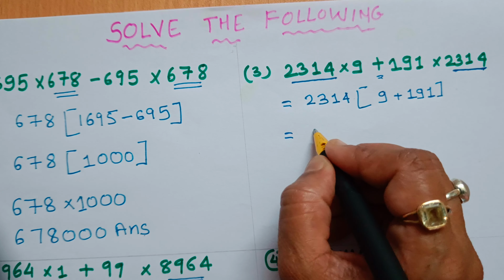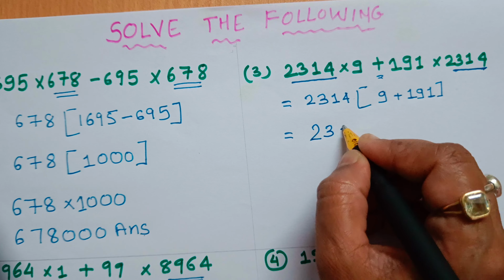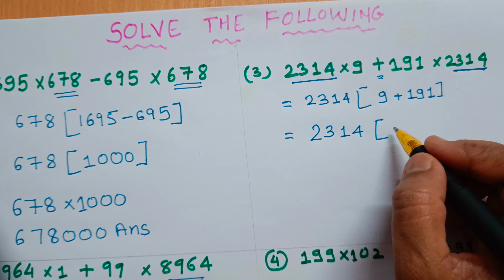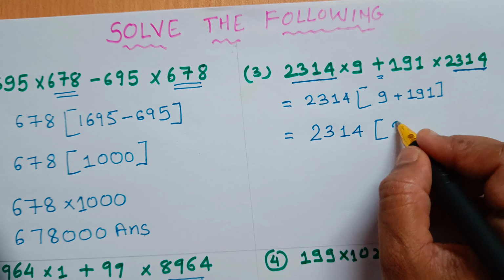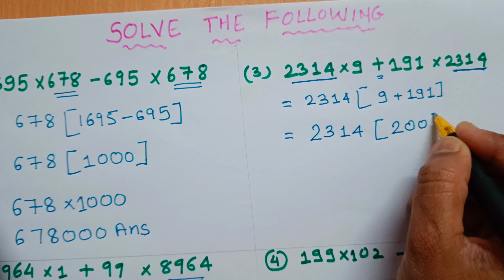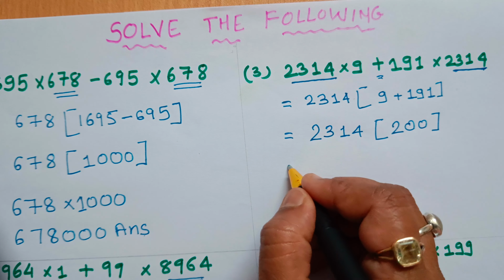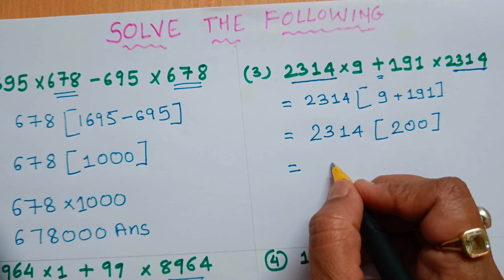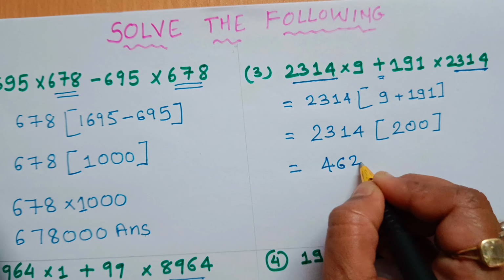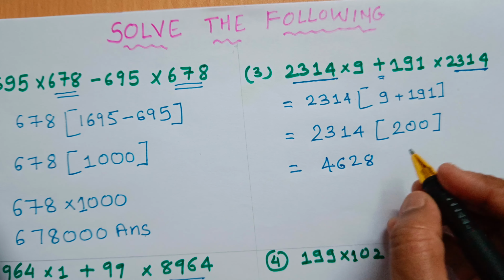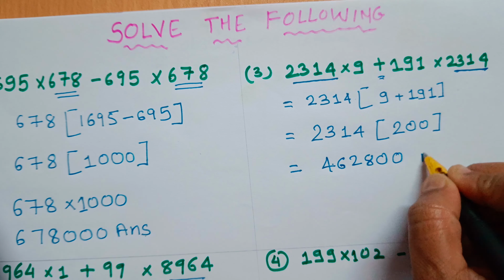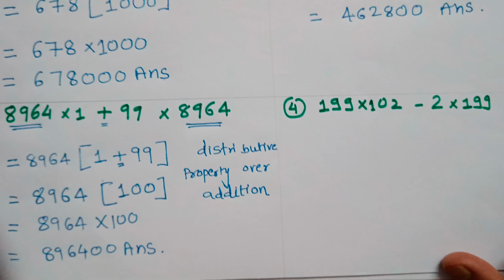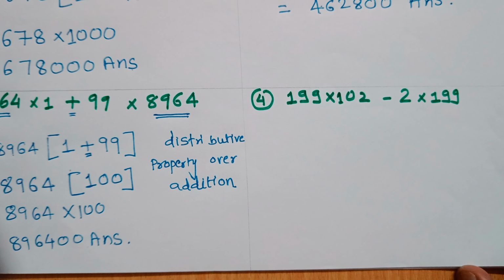is equal to 2314 in the bracket, 191 plus 9 is 200, is equal to 462800 is our answer. Now we solve another problem.